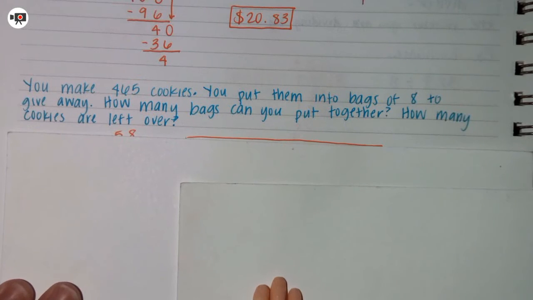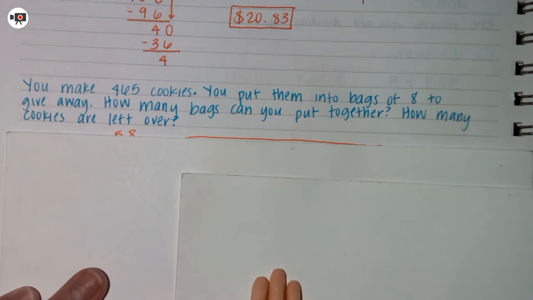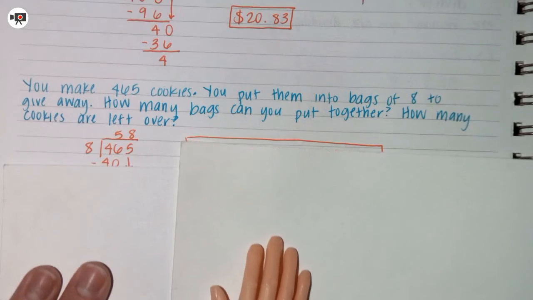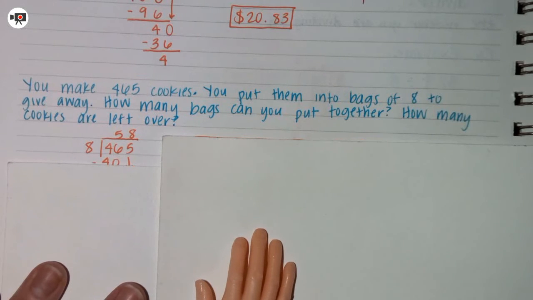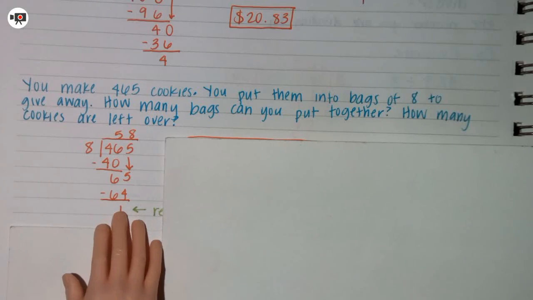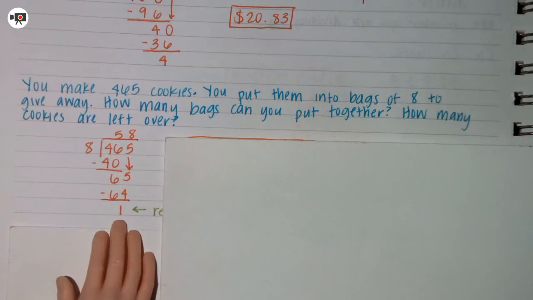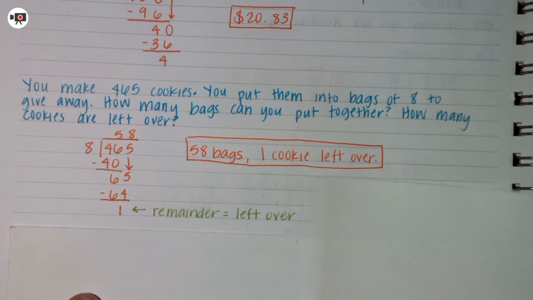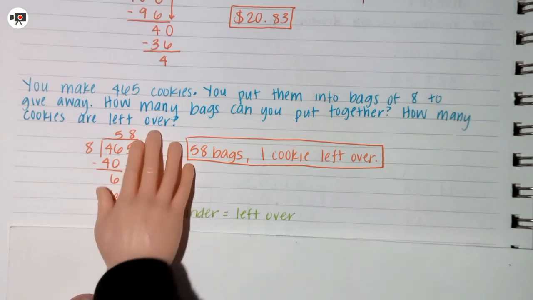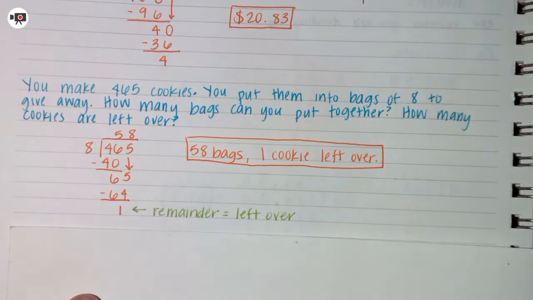And now we have 465 cookies. You put them into bags of 8 to give away. How many bags can you put together, and how many cookies will you have left over? So that's 465 divided by 8, and we're going to get 58, and it would be a remainder of 1. And in this case, since it asked about how many are left over, we will have a remainder.